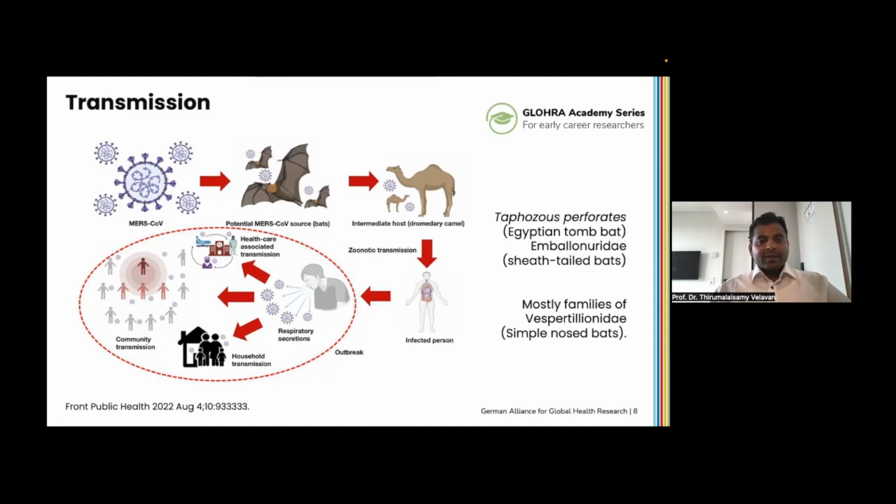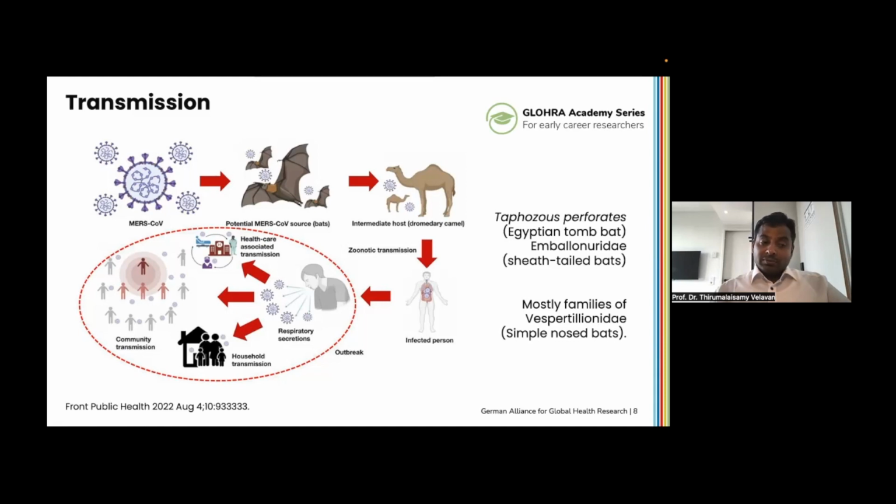What is known is that the source or origin is the bats, and the intermediate hosts are the dromedary camels. There are two types of camel population. One is the dromedary camel, which has just one hump on the back. The other is the Bactrian camel, which has two humps, looking like the letter B. So the intermediate host here is specifically the dromedary camel, and zoonotic transmission happens through interaction between a person and an infected camel. Most of these cases come from camels.